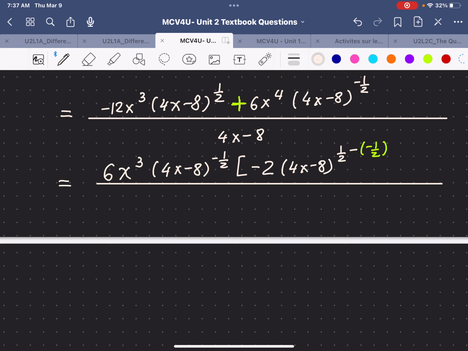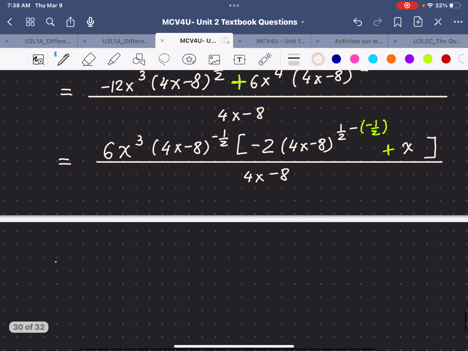That means that 1x will be in. So I'll keep this the same color so it's easier. And the entire factor here is out, so there's nothing else left. So let's close the brackets, all divided by 4x minus 8. So let's check and see what we have left.